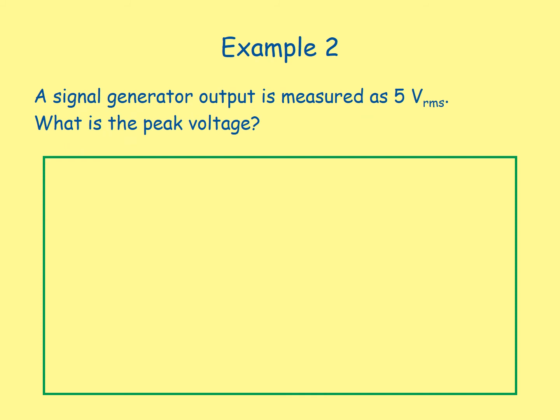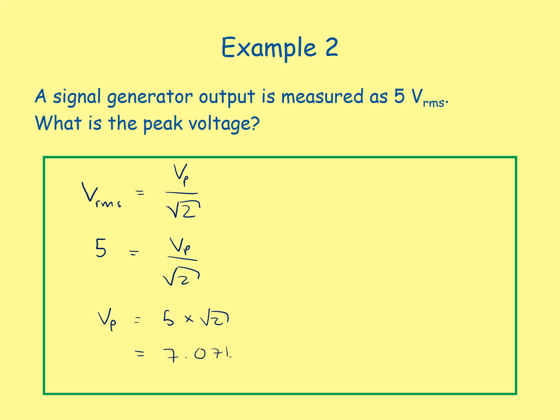Example 2. A signal generator output is measured at 5 volts, and that's our RMS voltage. What is the peak voltage? Again, we need to use our equation for this. So we have VRMS equals VP over root 2. We now want to substitute in our values, so we've got 5 equals VP over root 2. Rearranging this, we get our peak voltage equals 5 multiplied by root 2, and this gives us an answer of 7.071 and so on, and we can round this to 7 volts.